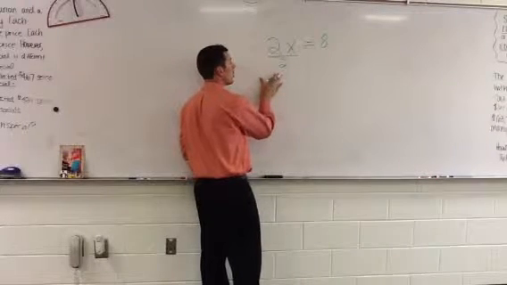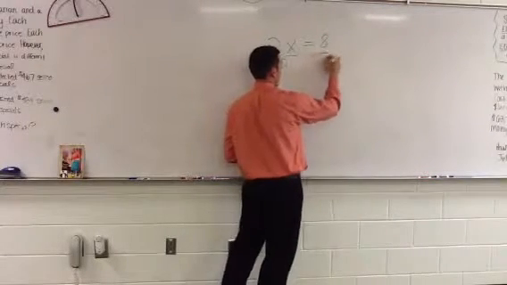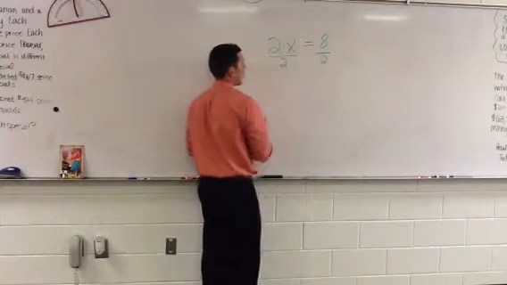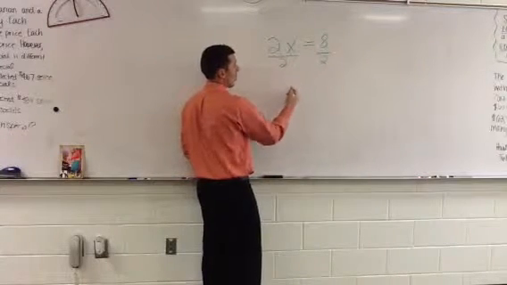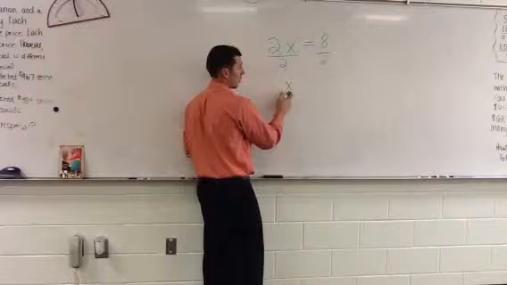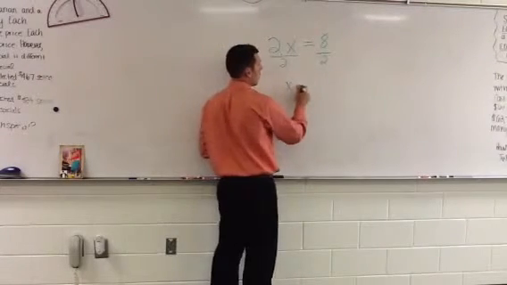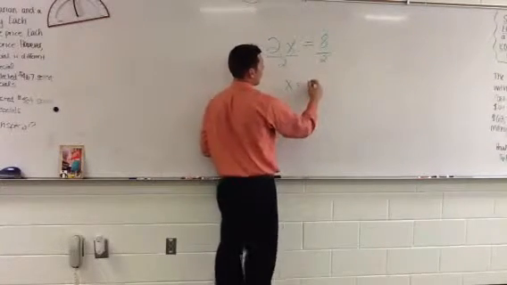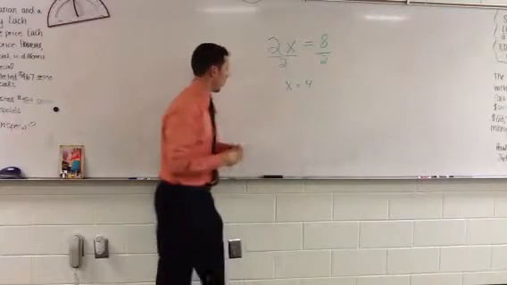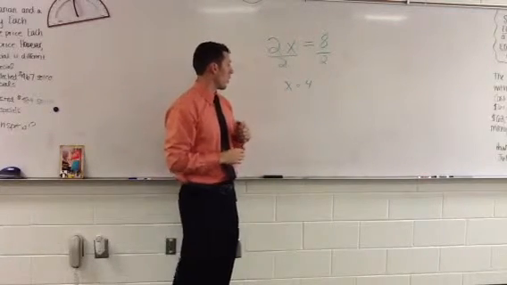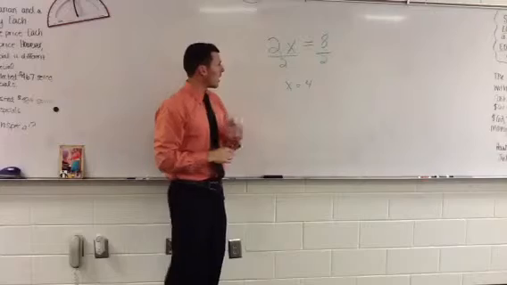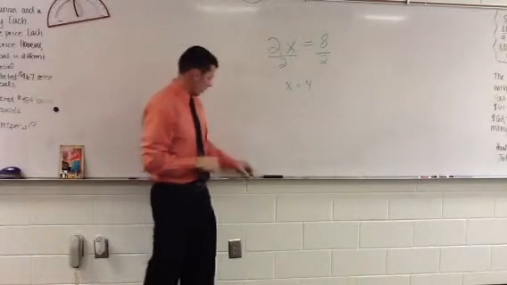And whatever you do to one side of the equation, you must do to the other side of the equation. We do this, 2 over 2 is equal to 1, so that will leave us 1x, which is what we want to know the value of. And 8 divided by 2 will give us 4. So x equals 4.